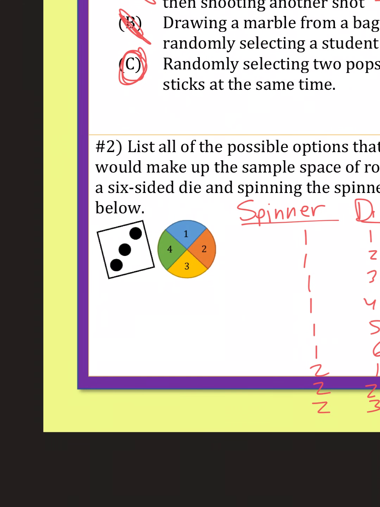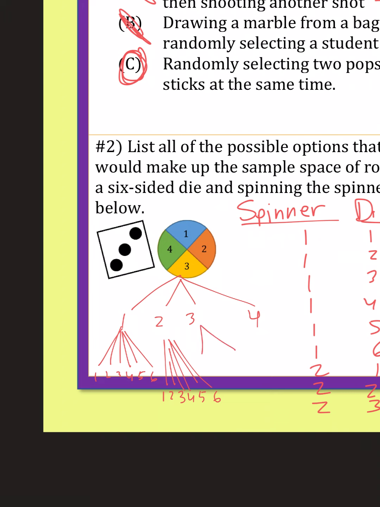The easier way, we can use a tree diagram and just go like this at least. 1, 2, 3, 4. That's for the spinner. And then we could go 1, 2, 1, 2, 3, 4, 5, 6. Why did I make this question? This is so difficult to cram in here. What is wrong with me? I don't even think that's 6 things. 1, 2, 3, 4, 5. Yeah, I didn't even make a 6th branch.